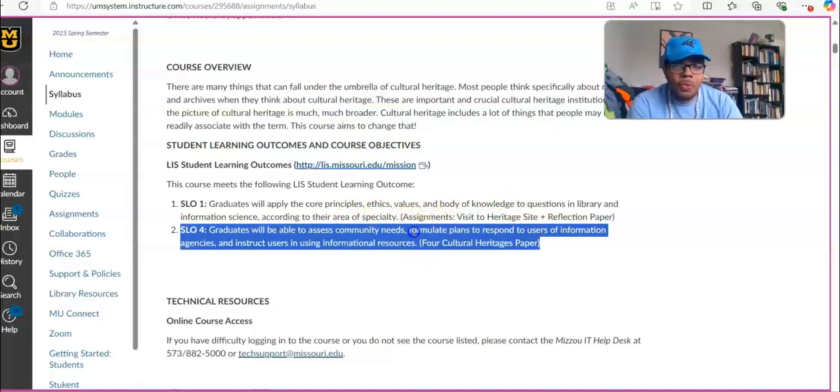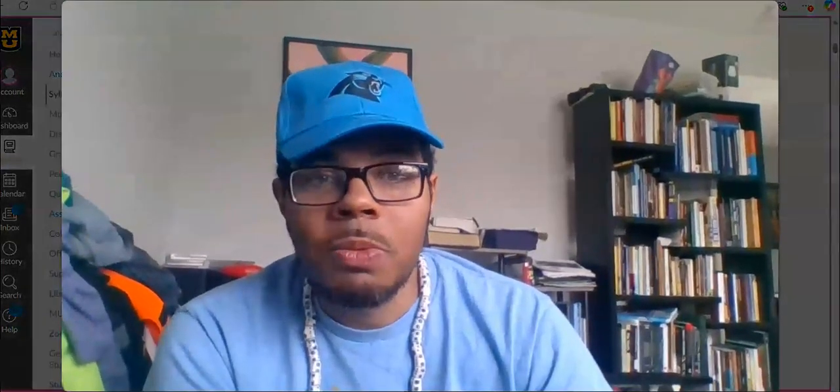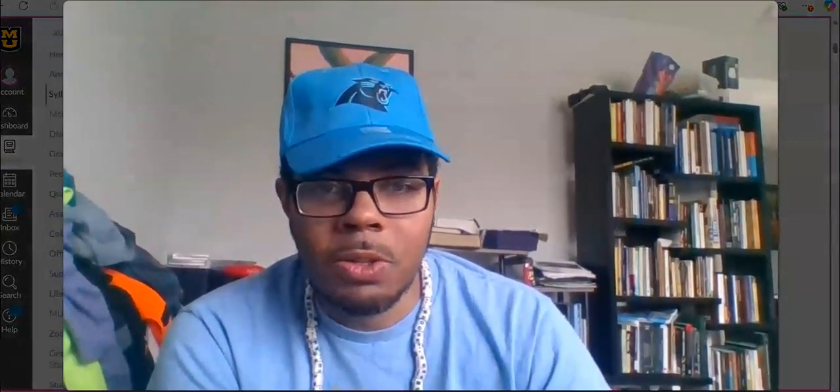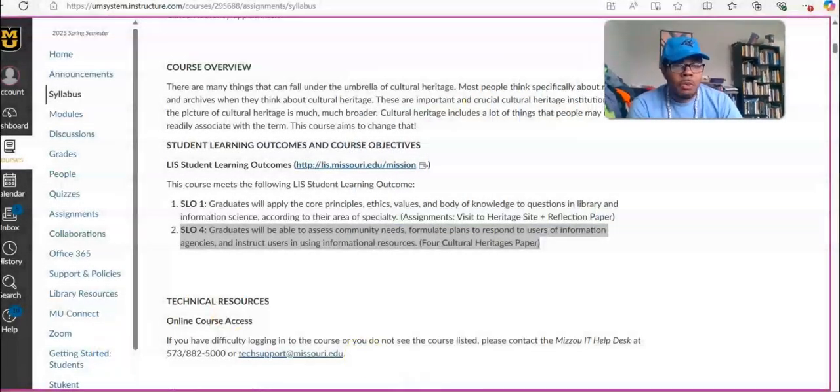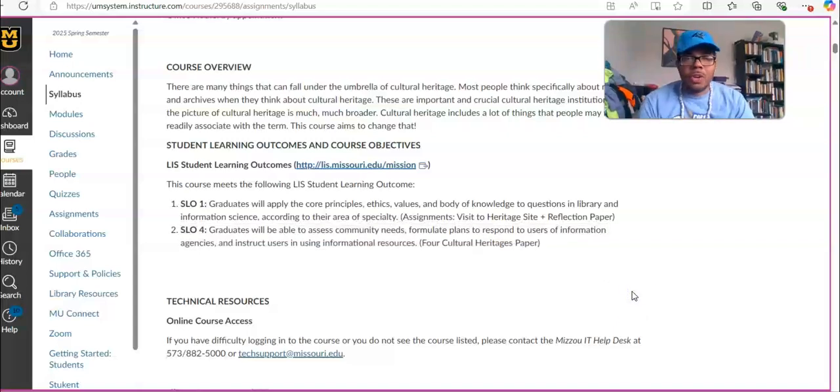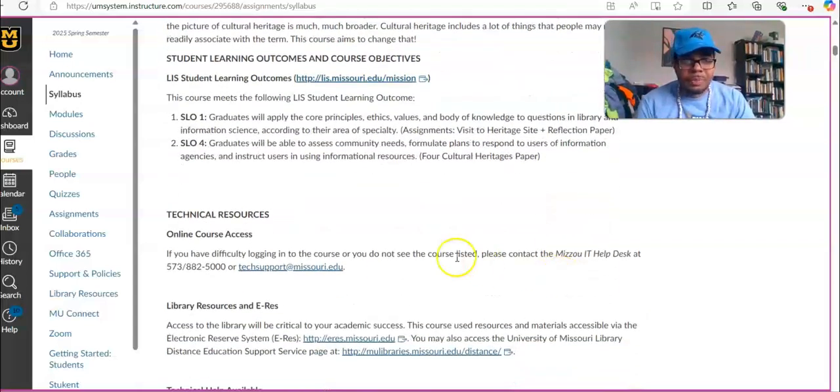And then SLO 4: graduates will be able to assess community needs, formulate plans to respond to users of information agencies, and instruct users in using informational resources. The four cultural heritages paper is going to be the assignment that will fit that particular SLO. Okay, all right. So you do have options for your SLOs through this class, and so you may want to save your assignments here for your e-portfolio. All right, so as you scroll down further, technical resources, technical help, online access.